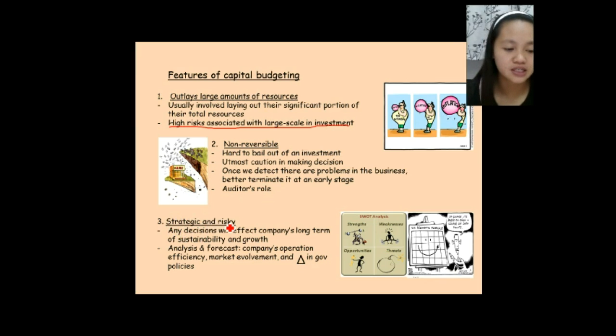The third feature is that it is strategic and risky. Any decision will affect the company's long-term sustainability and growth. Analysis and forecasting are required to predict or guess what will happen after this. This includes the company's operation efficiency, market involvement, and changes in government policy. All this can be performed by doing SWOT analysis and collecting information.